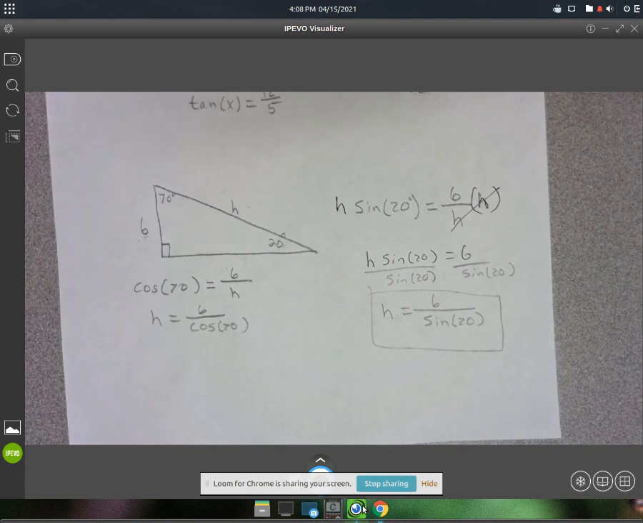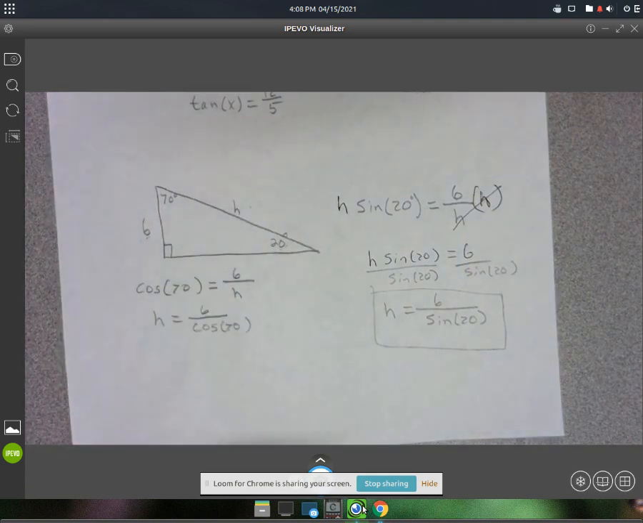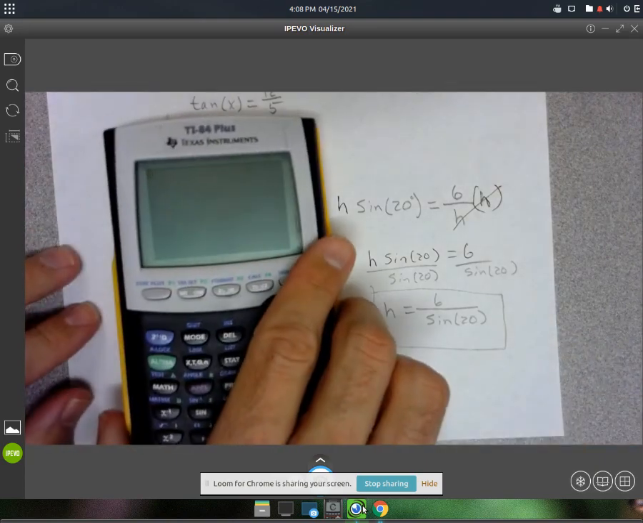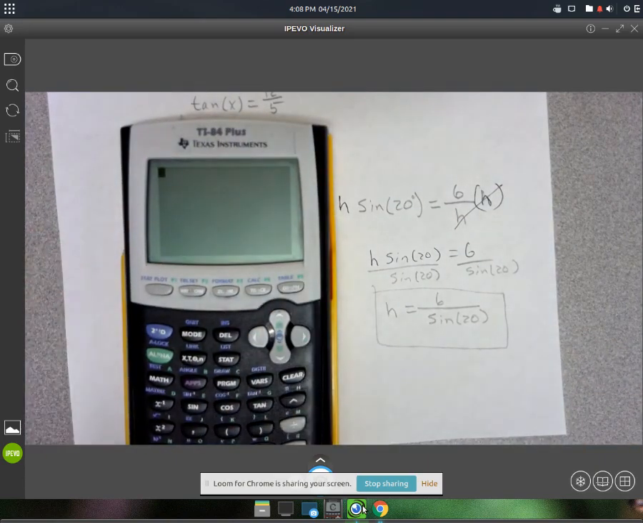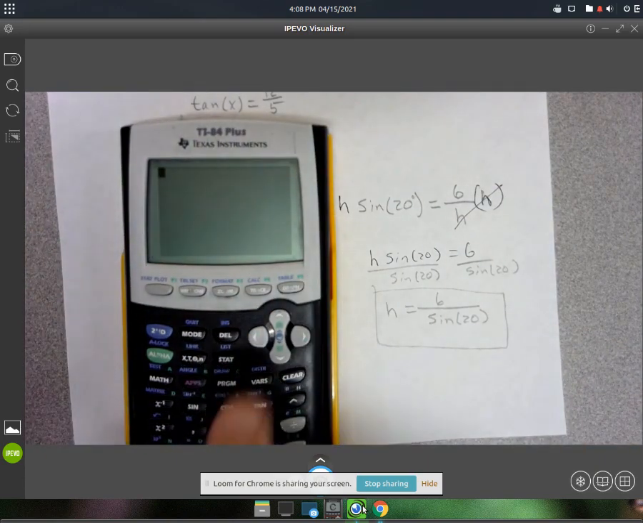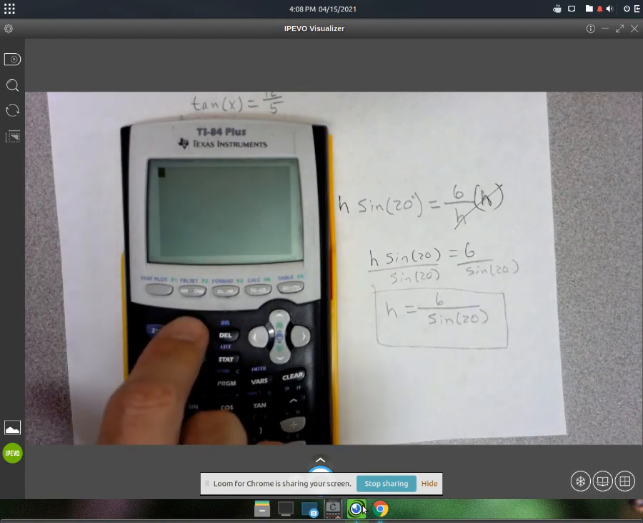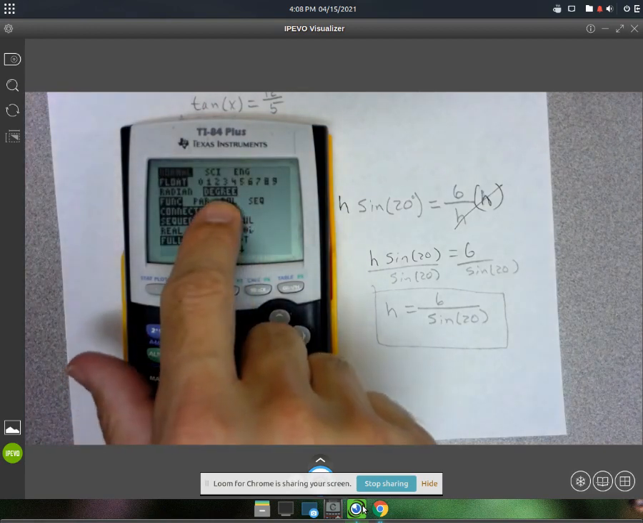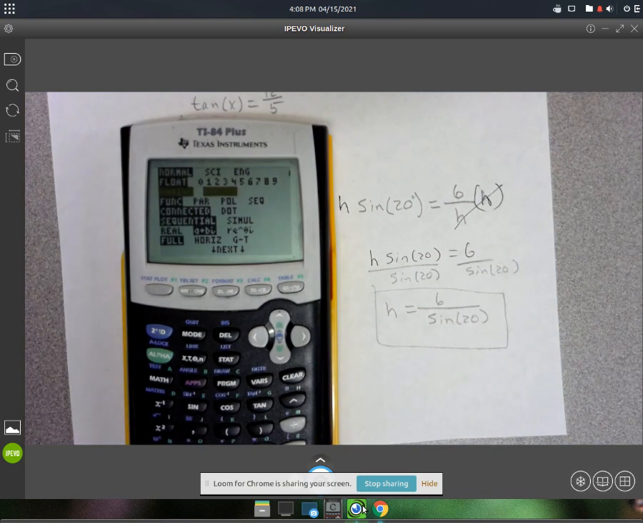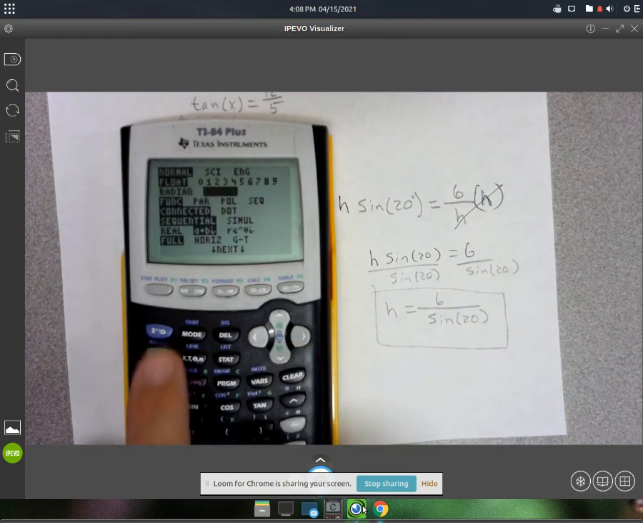But if you want to figure out what number this is, like an actual length, you take your calculator, which, by the way, if you need to come grab one for the ACT, come do it. On your mode, you need to make sure that you are in degree mode. Most of the time, these things are in radian mode to start out with. So you would need to make sure you're in degree mode.